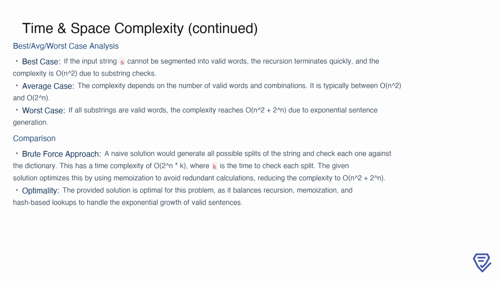Comparing this solution to a brute force approach, which generates all possible splits of the string and checks each one, the brute force method would have a time complexity of O(2 to the power of n times k), where k is the time to check each split. By leveraging memoization and efficient lookups, our solution optimizes this to O(n squared plus 2 to the power of n), making it more optimal for this problem.